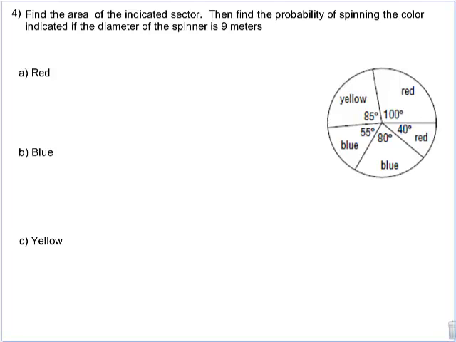So how many sectors over there have red? 2. We've got this one and this one. They're red. So how many total degrees do we have? 140. So the area of the sector would be 140 over 360 times pi times 9 squared. Well, the diameter's 9, so 4.5 squared. So you do 140 over 360 times pi times your 4.5 squared, and what do we get for the area of that sector?